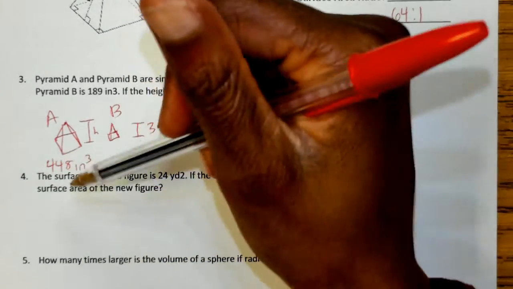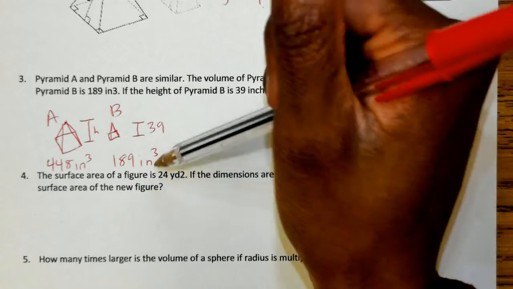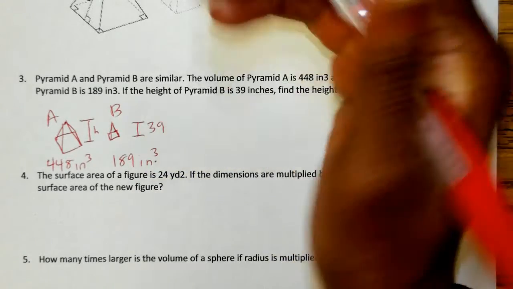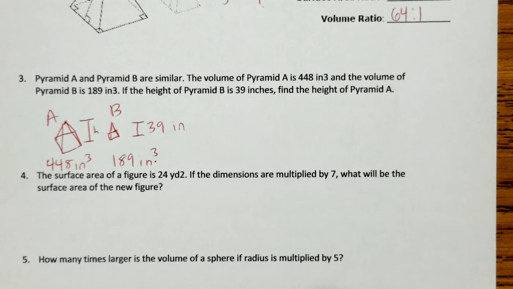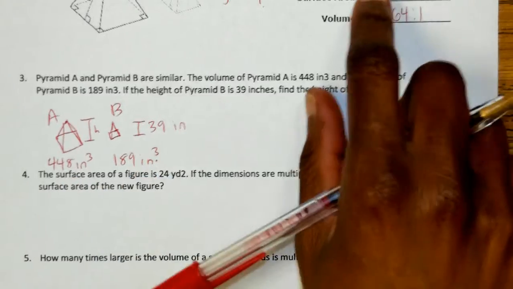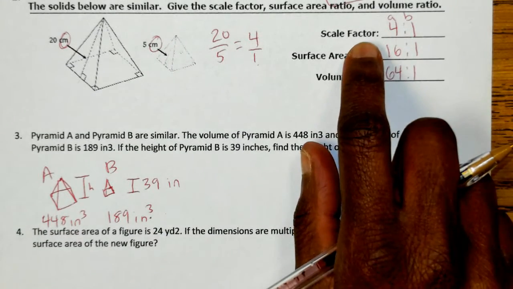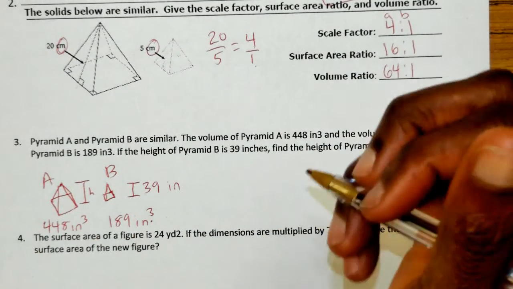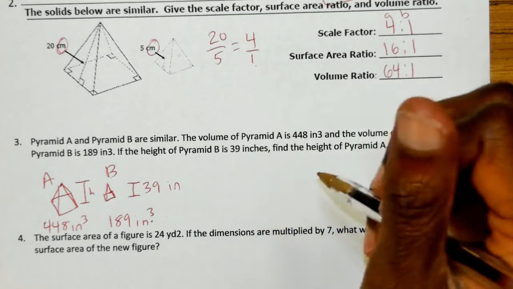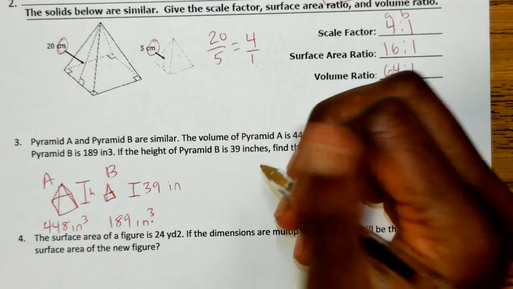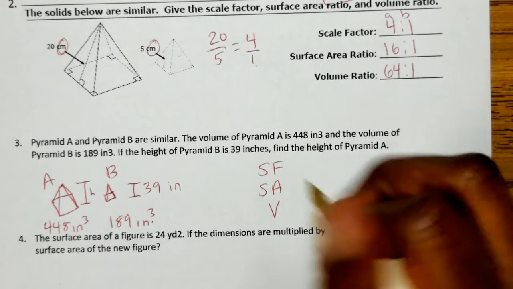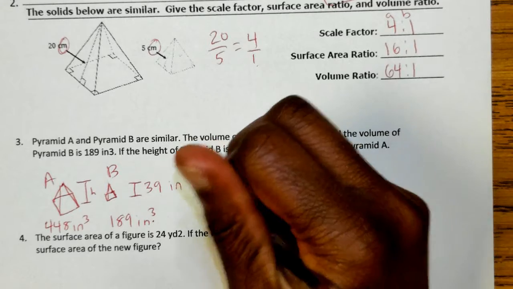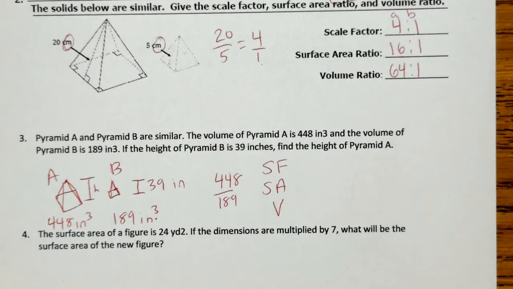All right, so normally we can just set up a proportion and solve. But because these are volumes and these are in just inches, we're not comparing like things. So we need to figure out what the ratio of the scale factors is, and then we can write them in a proportion. So scale factor, surface area, volume, and we're given the volume. So 448 and 189 are the volume ratio. Let's see what that simplifies to.